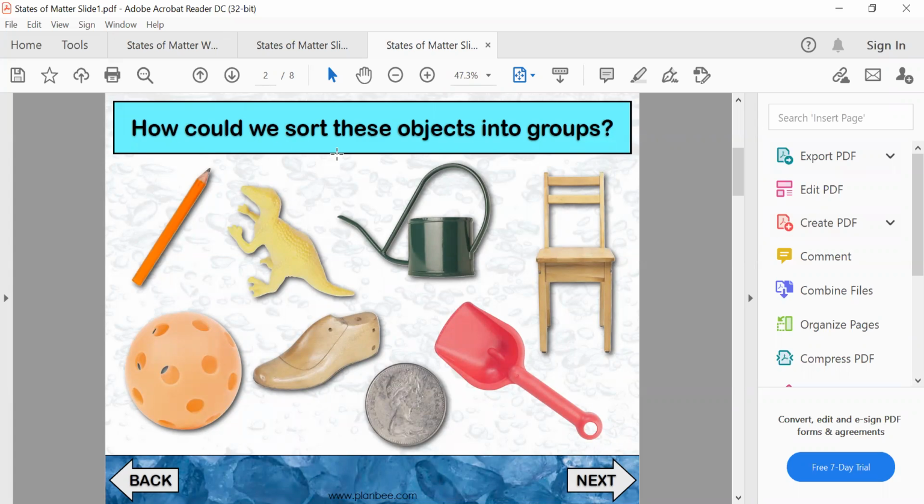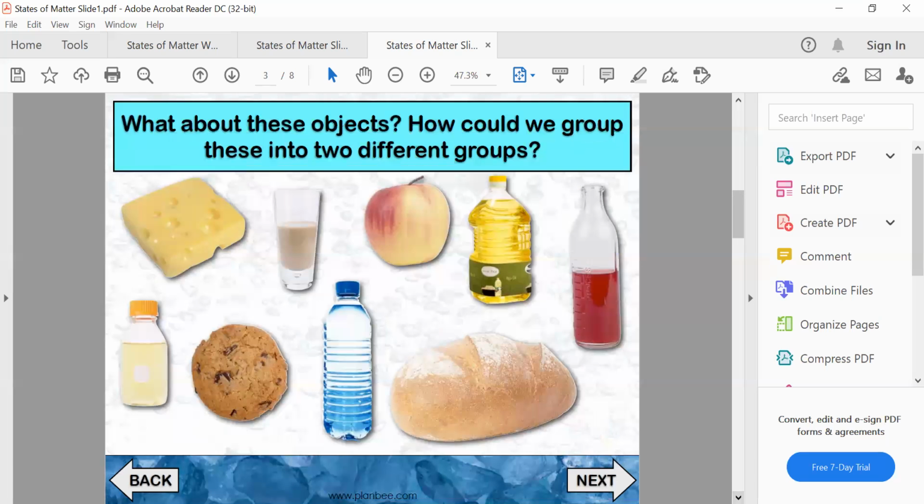So Year 4, how could we sort these objects into groups? Look at these objects. What have we got here? Let's say them. Hopefully you're saying them to me. Okay, so a pencil, a rubber dinosaur, a watering can, a chair, a spade, a coin, a wooden clog, and a ball. How could you sort those?